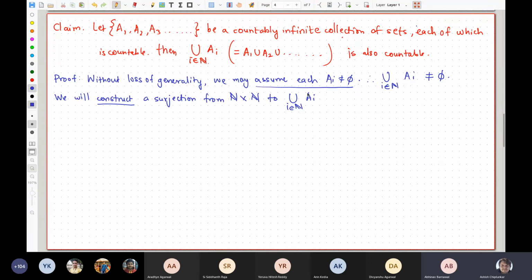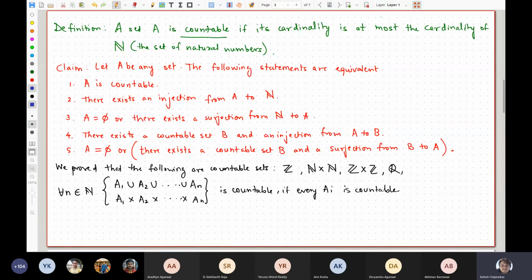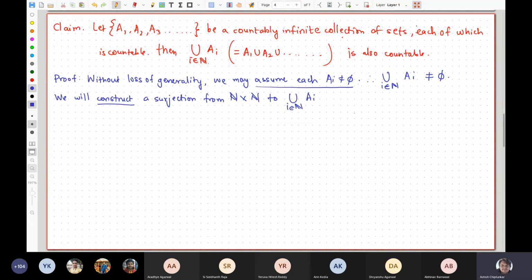Okay. Any more questions about this without loss of generality notion? Is there something on chat? Okay, nothing. Good. So this is a proof by construction, and we are using the fact that the fifth statement implies the first statement over here. Okay, good.